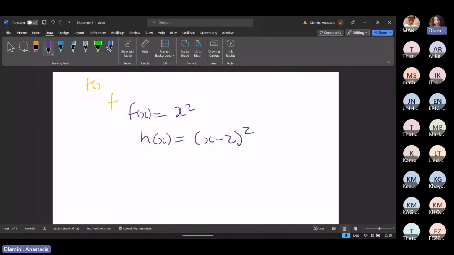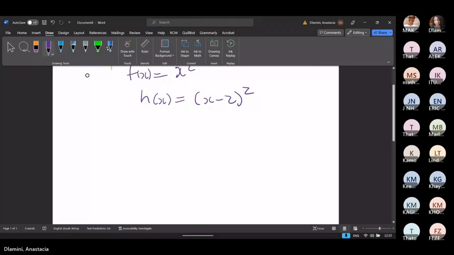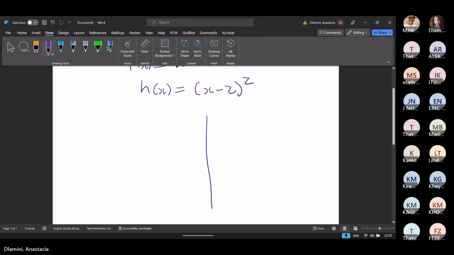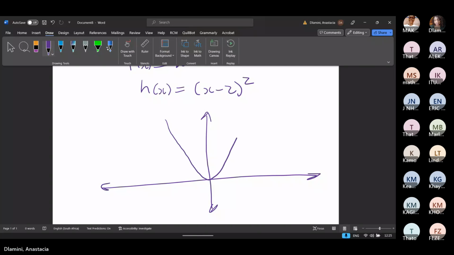So is that shifting to the left or to the right? Horizontal left or right? To the right, ma'am. Thank you. Why? Because it's a minus. If you do x minus 2 is equals to 0, you'll get that it's positive.